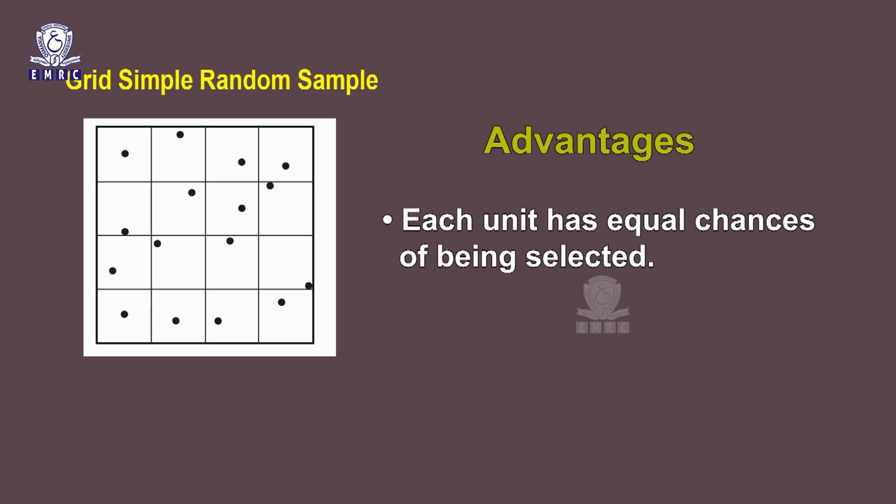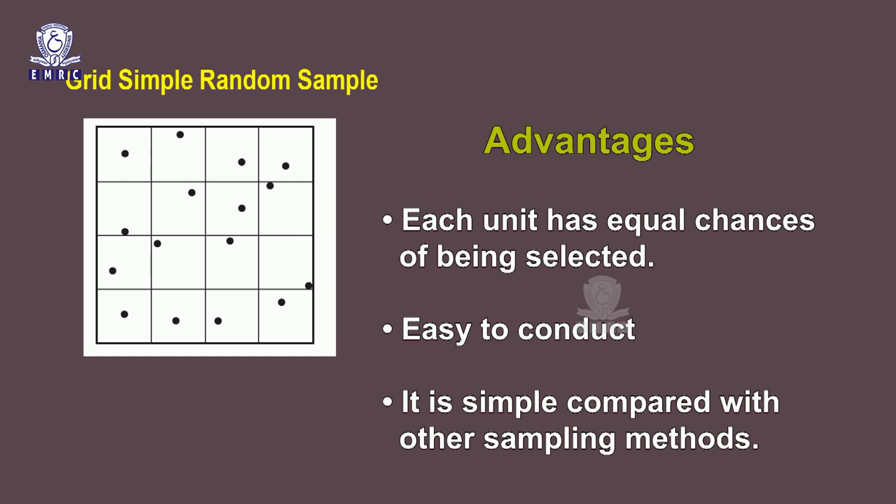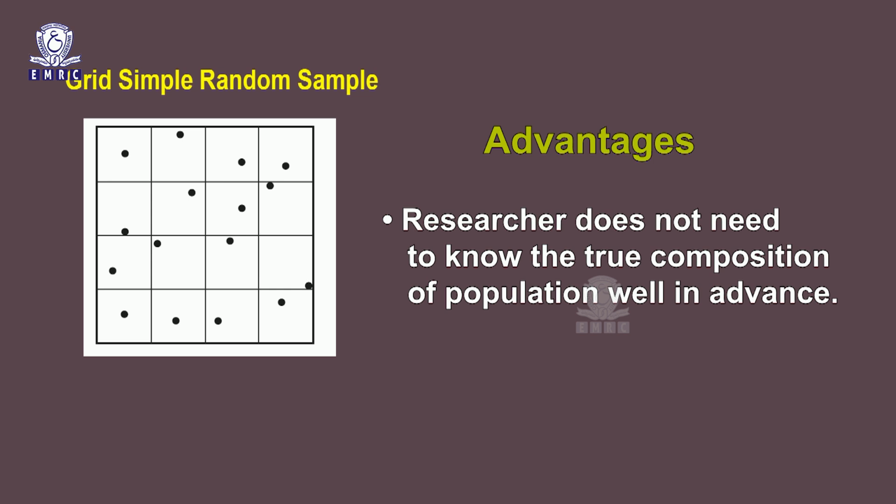The first one is each unit has equal chances of being selected. It is easy to conduct. It is simple compared with other sampling methods. Researcher does not need to know the true composition of population well in advance.